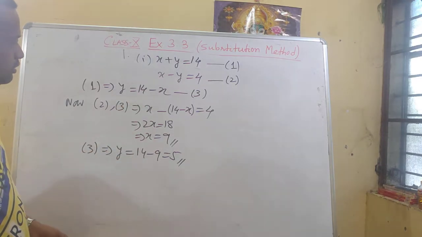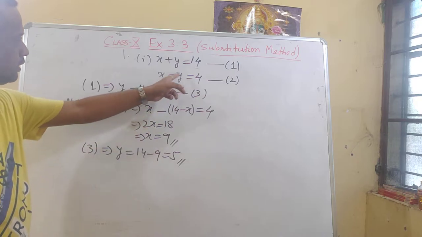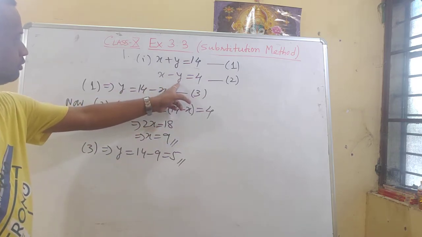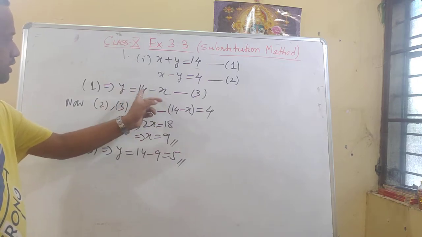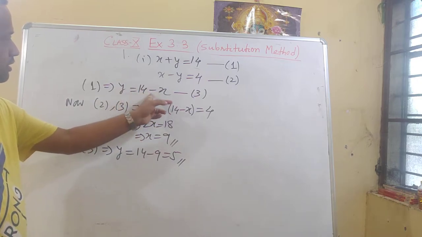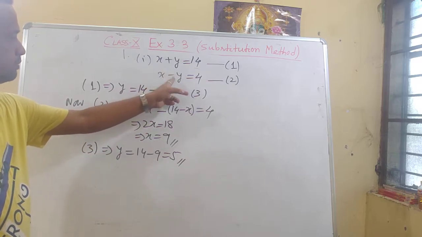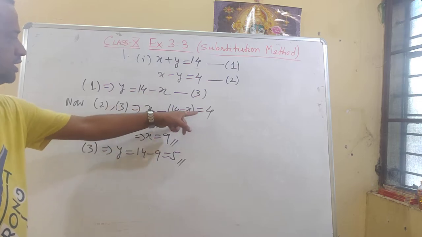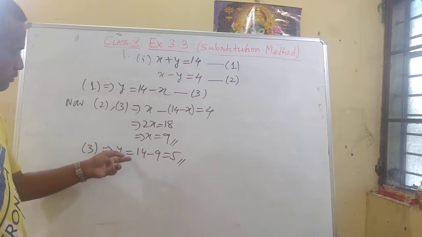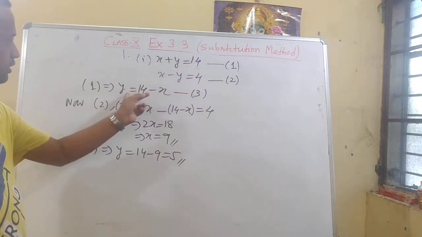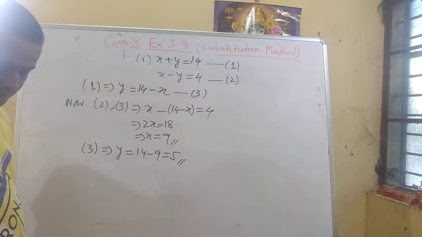So this method is called the substitution method because we are substituting the value of y in equation number 2 from equation number 1. From equation number 1, y is equal to 14 minus x, and this y is equal to 14 minus x is substituted in equation number 2: x minus y, where y is 14 minus x, is equal to 4. After simplification, we are getting x is 9, and again putting x is equal to 9 in equation number 3, we are getting the other solution, that is y is equal to 5.